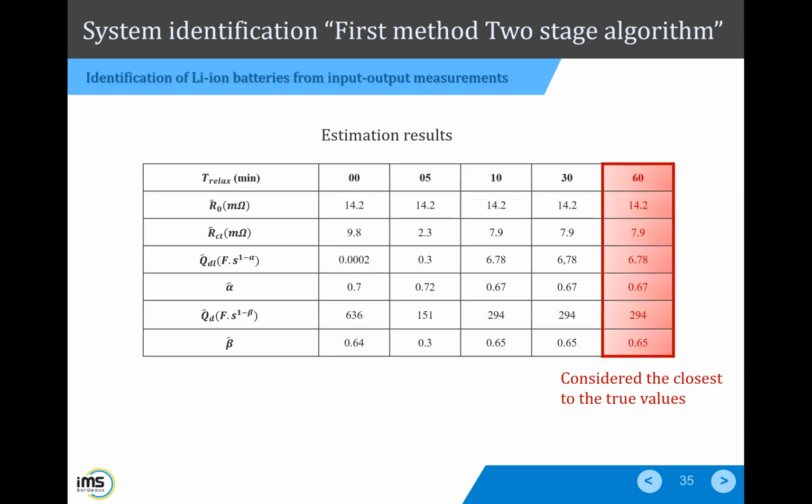Here the results are shown in this table. We consider that a relaxation time of 60 minutes is the closest to the true values, and as you can see here, for relaxation times of 30 and 10 minutes the algorithm converges, but it doesn't converge for relaxation times of 5 and 0 minutes.